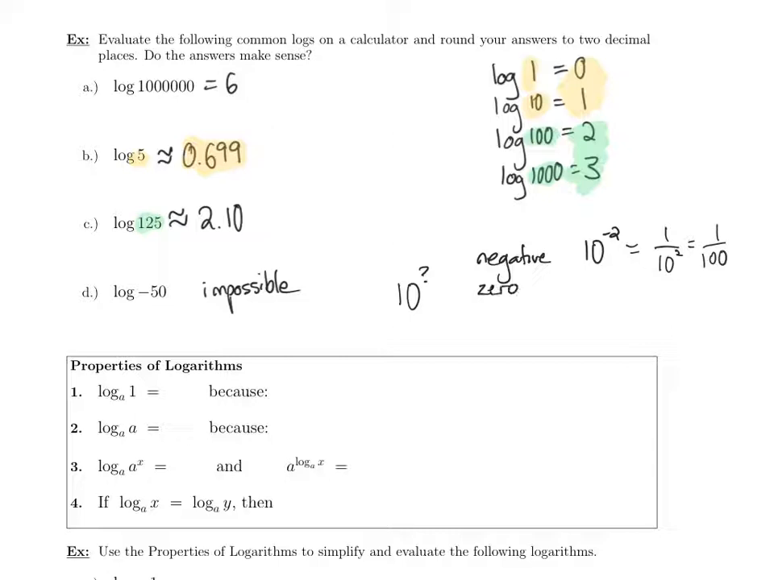It's not a negative result. If I plug in a 0, I simply get 1. And if I plug in a positive, even if it's an ugly positive, like a fraction, then I'm still going to get a positive number output. So there's no real number that I can put in the exponent that's going to give me a negative result. That's what makes this impossible. And the reason for part A that we got 6 is because if I take 10 to the 6th, then that is what's going to give me 1 million.